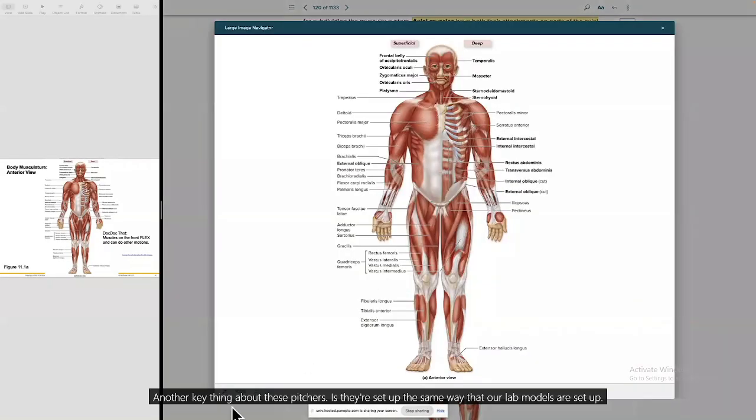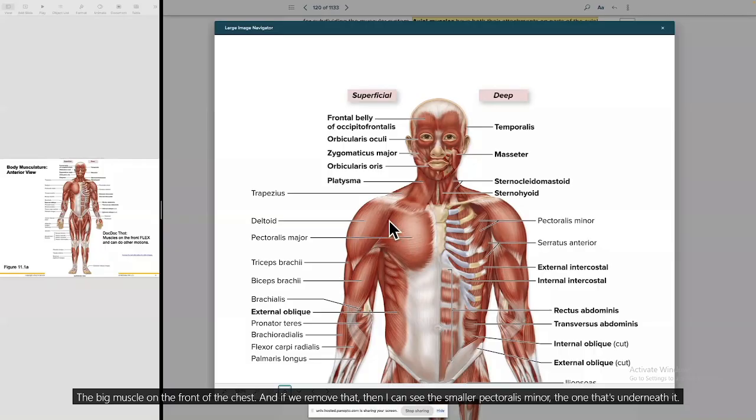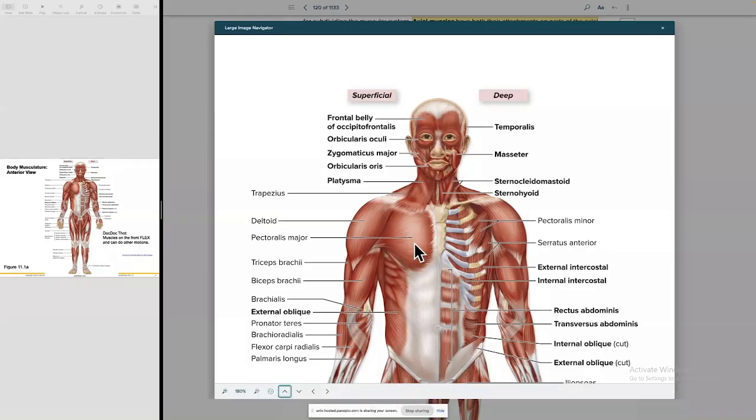Another key thing about these pictures is they're set up the same way that our lab models are set up. One side is a deeper view, the other side is more superficial. If I see bones, I'm seeing deep structures. Like over here, I don't see really the ribs, and this would be my pectoralis major, the big muscle on the front of the chest. And if we remove that, then I can see this smaller pectoralis minor, the one that's underneath it.